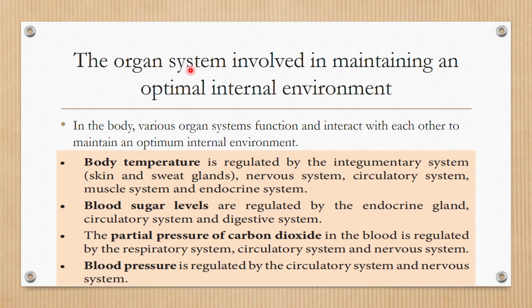So the organ systems involved in maintaining an optimal internal environment. In the body, various organ systems function and interact with each other to maintain an optimum internal environment. So we'll be looking at the body temperature, the blood sugar level, the partial pressure of carbon dioxide, as well as the blood pressure.